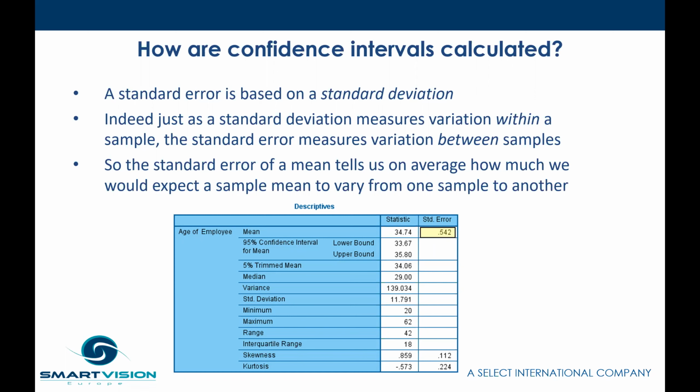And so you got a mean of 34.74. Let's say that's based on 475 cases. That's a reasonably largish sample, I guess. On average, you would expect a mean like that to vary by about half, by about 0.5, from one sample of 475 to another. That's what it's doing. So the standard error of the mean tells us on average how much we'd expect the sample mean to vary from one sample to the other.